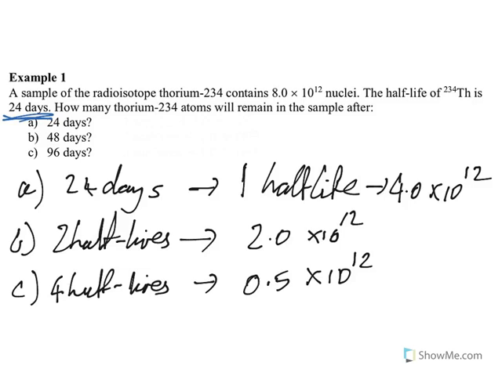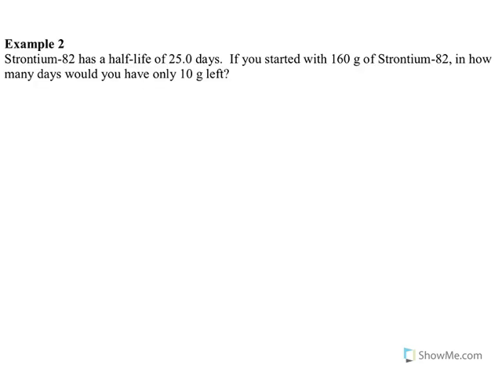Alright, so rather than using the formula, I've just used that pattern. I've kind of done that in my head, so you can set it out in another way, again just using the half-life pattern. And here's another example. Alrighty, strontium-82, half-life of 25 days, so that's an important bit. You started with 160. In how many days would you have 10 left?